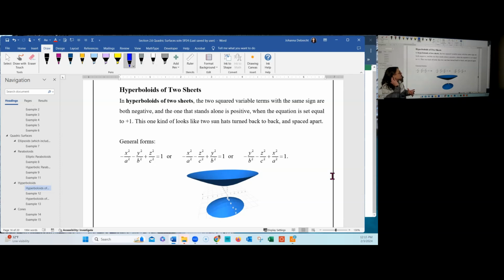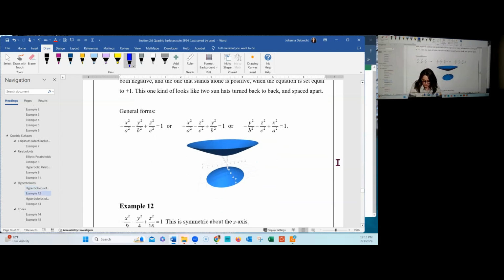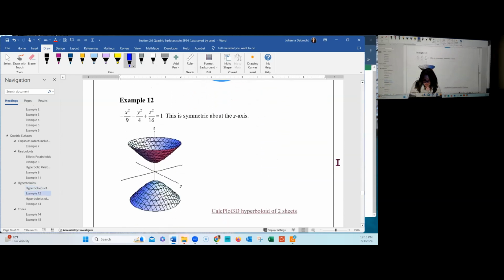Now, when we're looking at this, the equation is set equal to 1, all right? So it sort of looks like two sun hats turned back to back and spaced apart. So when we're looking at it, we get the hyperbolic shape. If you want to visualize the hyperbolic shape, let me try to do one of them for you here. There's one, and there's the other.